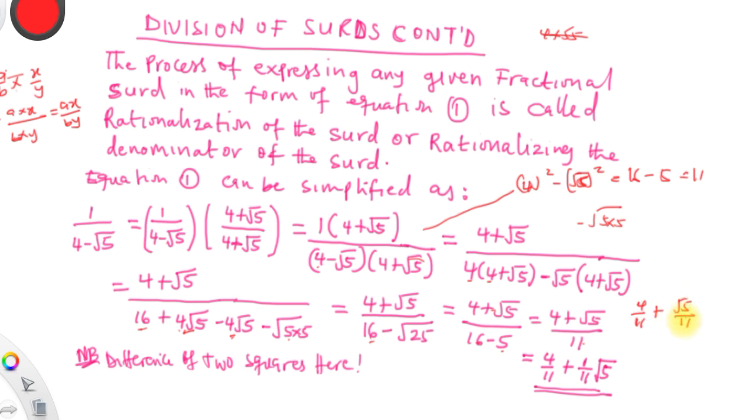This is it. So this is the same as 1 over 11 times square root of 5. This is equal to this. So you can just write it as 4 over 11 plus 1 over 11 times square root of 5. That's why we have written it in this form.